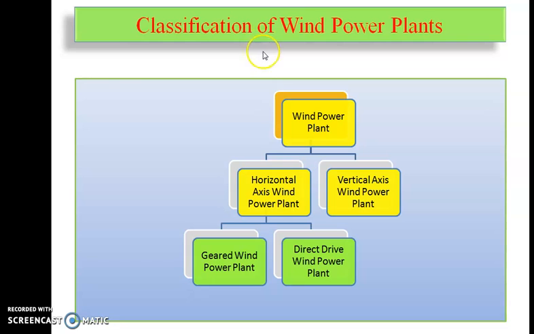Basically, wind power plants are classified into two types. First is the horizontal axis wind power plant, and second is the vertical axis wind power plant. In the horizontal axis wind power plant, a sub-classification is made. The first is the geared wind power plant, and the second is the direct drive wind power plant. So the main wind power plant has two parts: horizontal axis and vertical axis. Again, in the horizontal axis there is a sub-classification: geared and direct drive. We will see the details one by one.